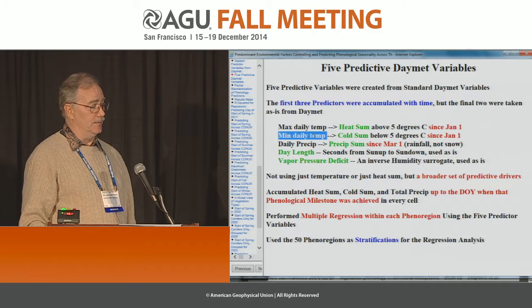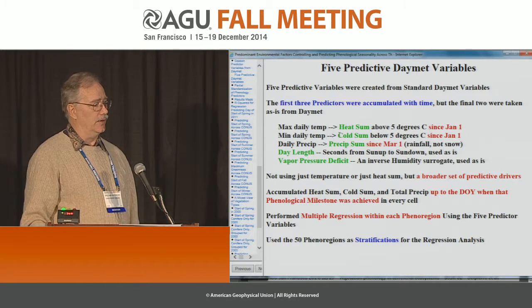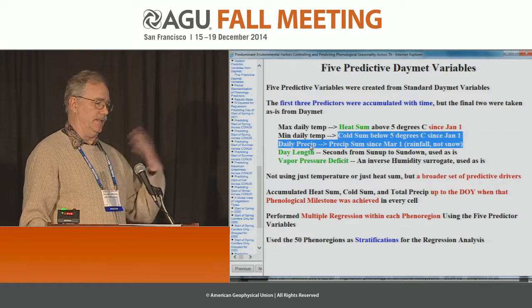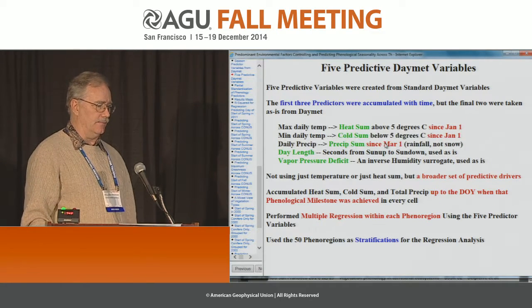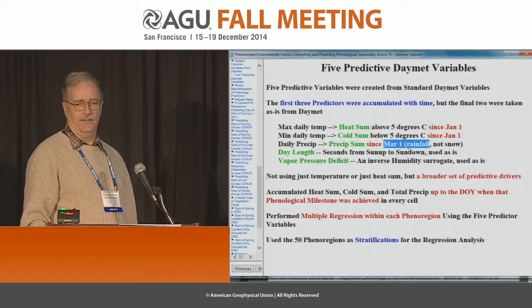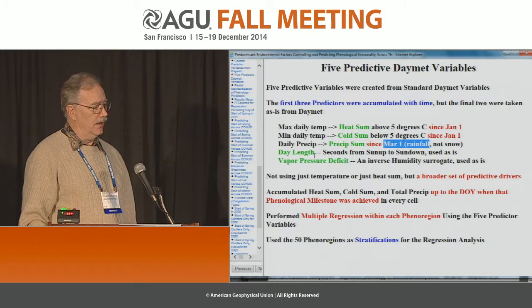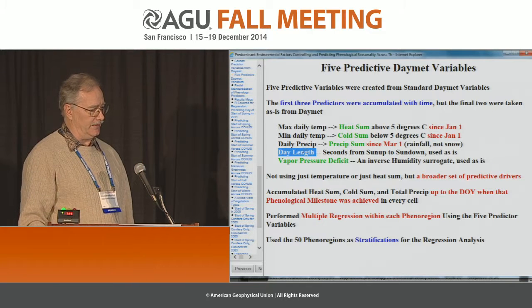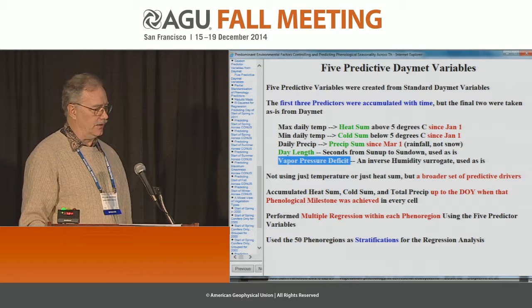Similarly, we take the minimum daily temperature from DayMet into a cold sum below 5 degrees since January 1. And then we got precip that becomes a precip sum. We started that on March 1 because we're more interested in rainfall than snow. And then we use, also from DayMet, the day length and the vapor pressure deficit, which is sort of an inverse surrogate of humidity.